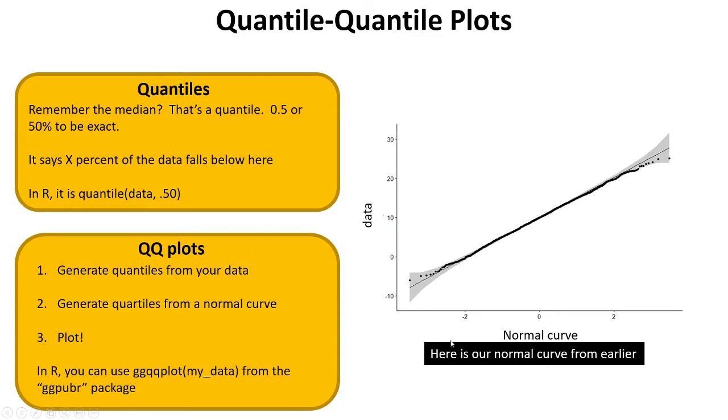So here's the normal curve data that I was showing you guys earlier. You can see that the data is plotted on the y-axis, and our normal curve has been plotted on the x-axis. Each one of these points is a quantile. So you're seeing the 50th percentile from the normal curve plotted against the 50th percentile of the data. If the data is matching a normal curve, it will line up on a 1-to-1 line with the normal curve. If it's deviating, then it'll end up being above or below.